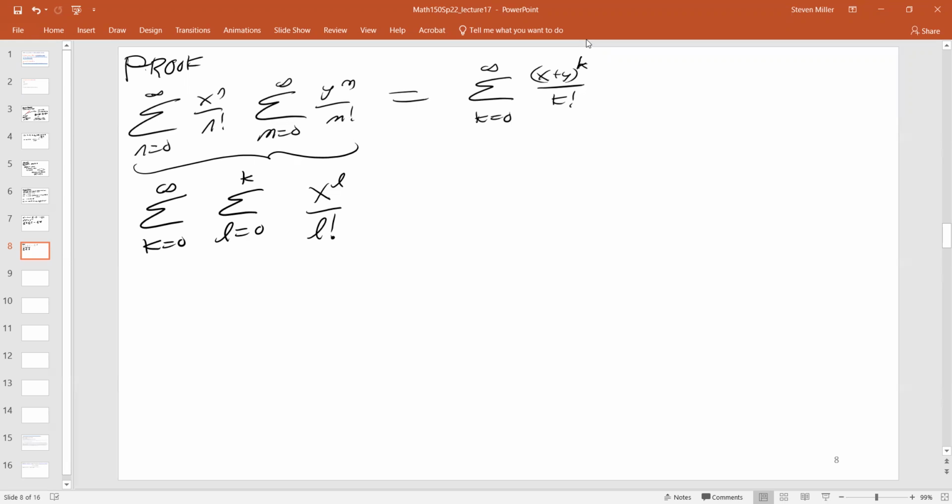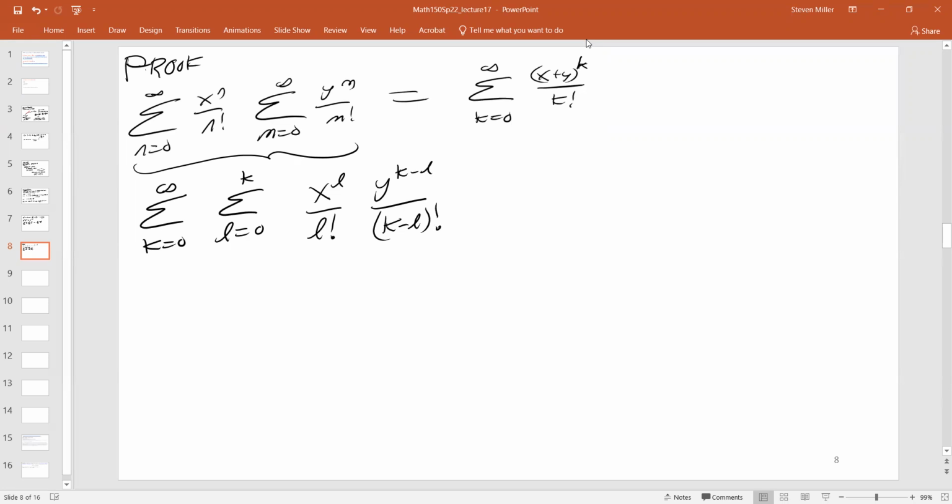How many powers of y do I need so that the x powers plus the y powers make k? I want to have k powers. So if k equals 10 and L equals 2, I want to get 10 total. I have 2 from x. How many do I need from y? 8. So if I have L from x, and I want k total, how many do I need from y? k minus L. So I would have y to the k minus L over k minus L factorial.